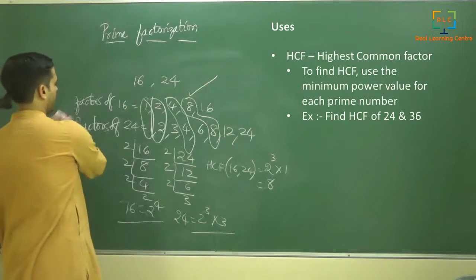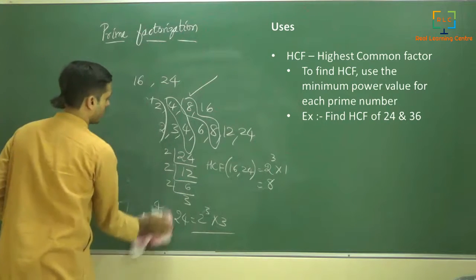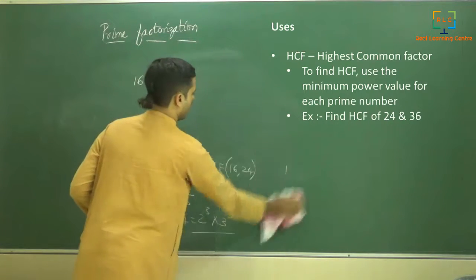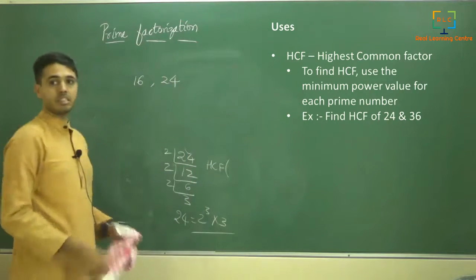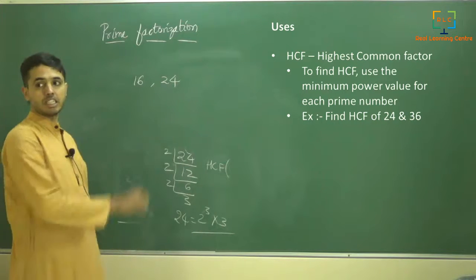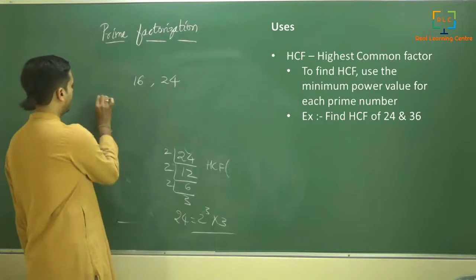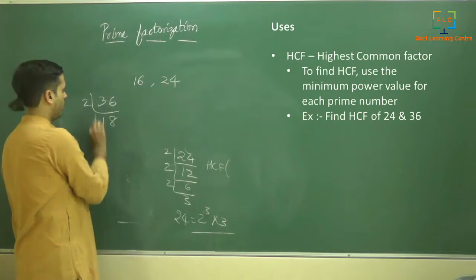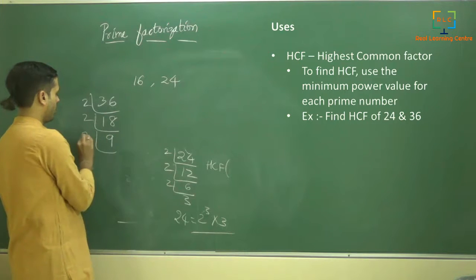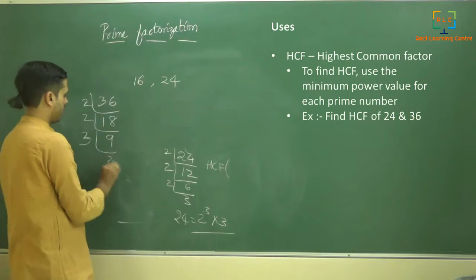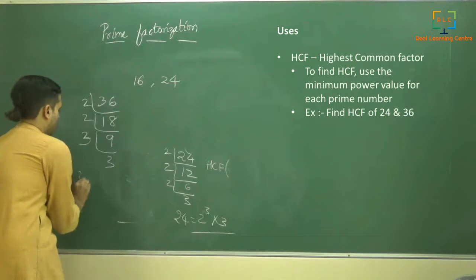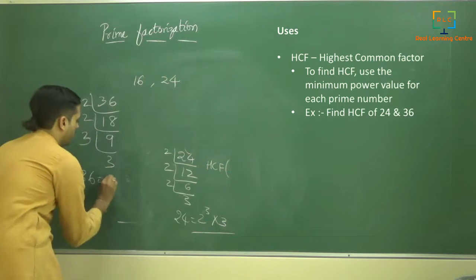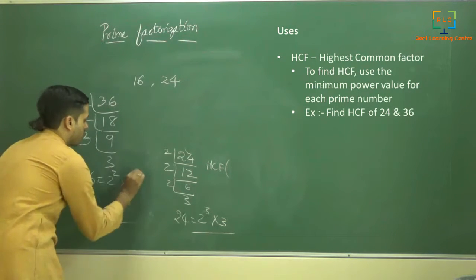Now let us take another example. My second example is as given here, 24 and 36. 24 I kept as it is, 36 I will do here. 2 1s are 2, 2 9s are 18. Now here 2 9s are 18, and sorry, it doesn't go by 2, 3 3s are 9. So the prime factorization of 36 is equal to 2 into 2, 2 square, 3 into 3 is 3 square.